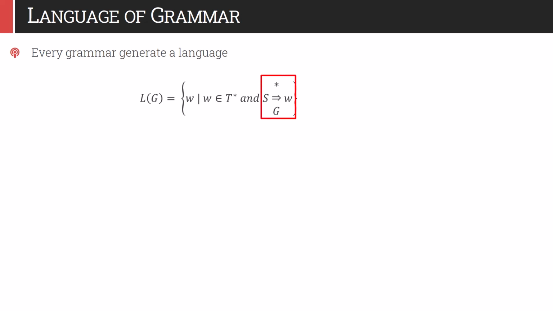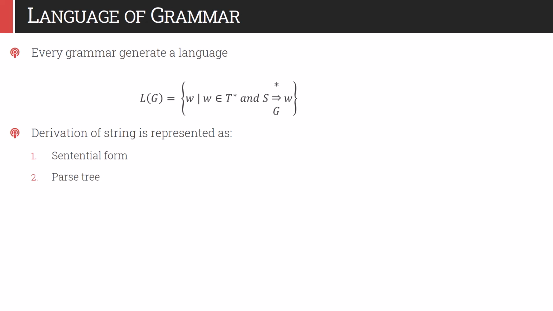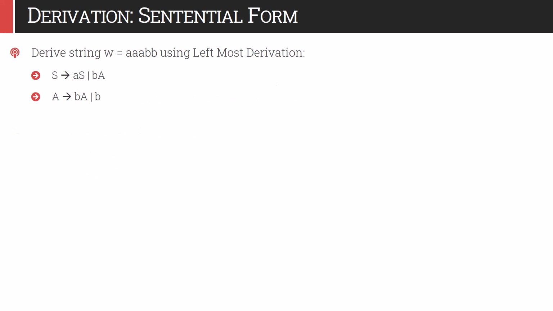And if we start from the initial symbol capital S, then using this grammar G, we should be able to derive string W. The derivation is possible in two ways, either using sentential form or using a parse tree. So let us discuss both the forms.